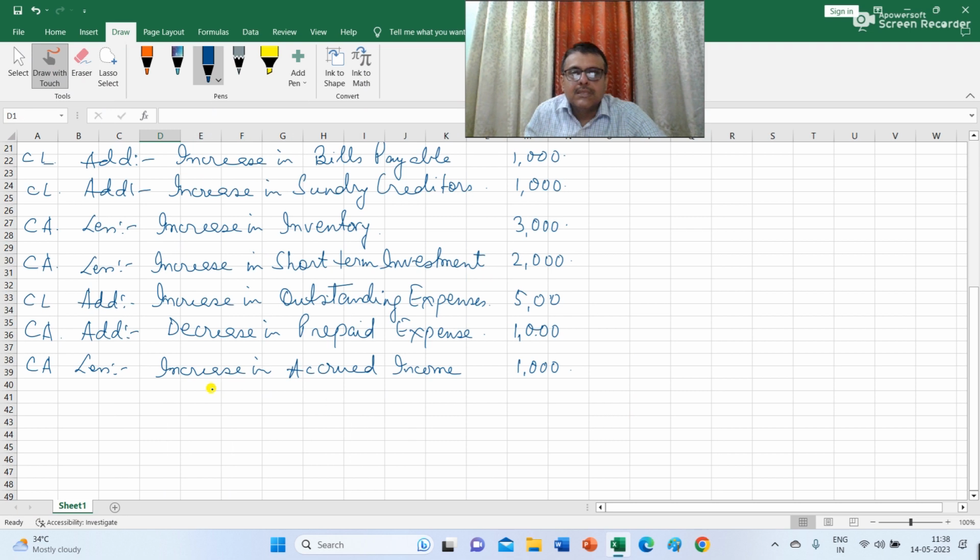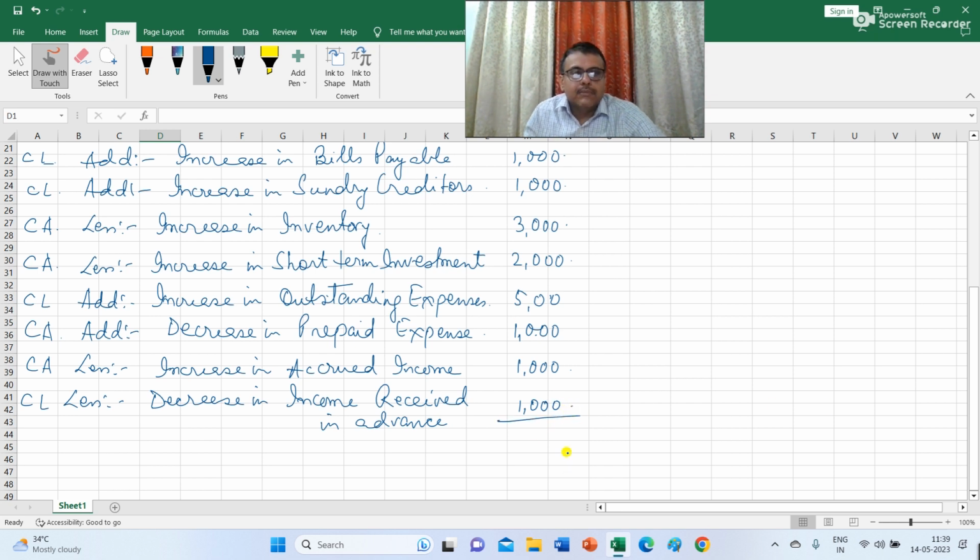The last item is income received in advance. So income received in advance is a part of your current liability, and there is a decrease in income received in advance, so we have to reduce this difference. So decrease in income received in advance, and the amount is for rupees 1000.